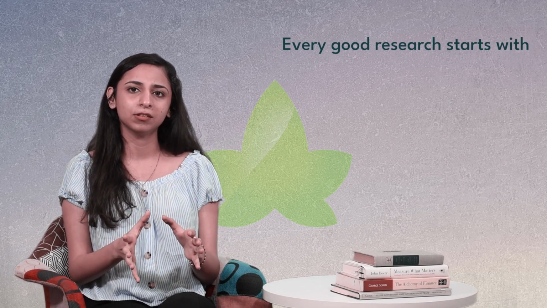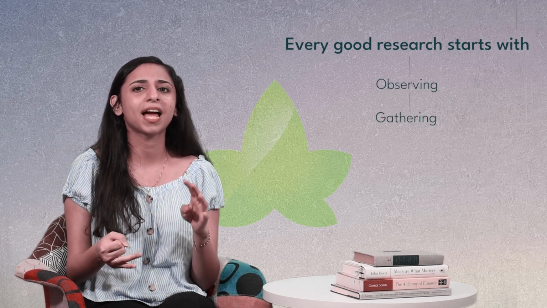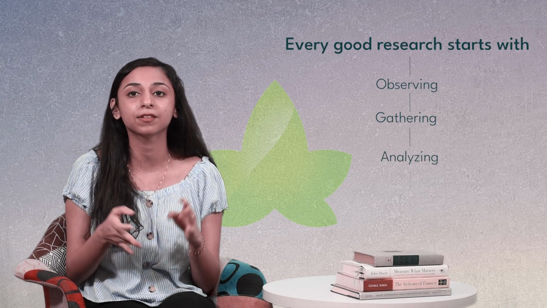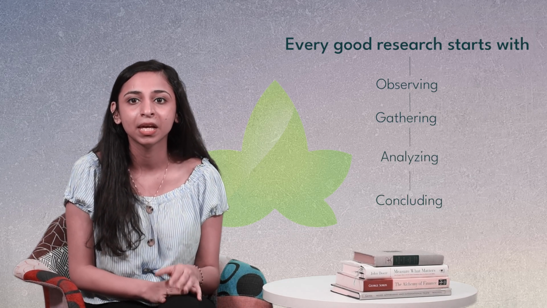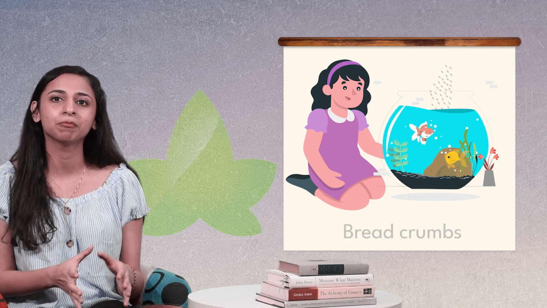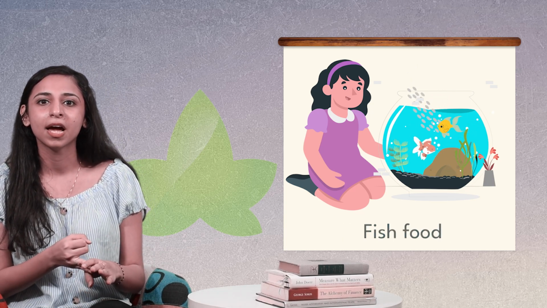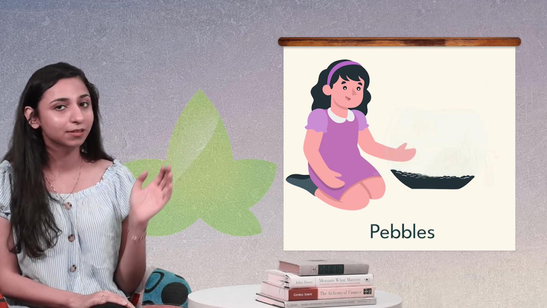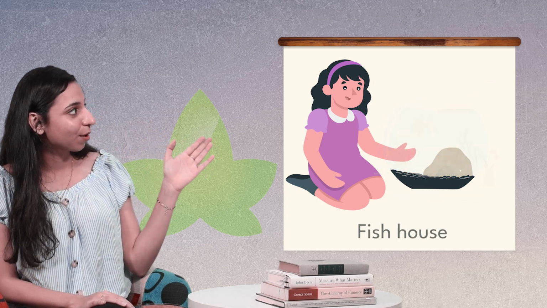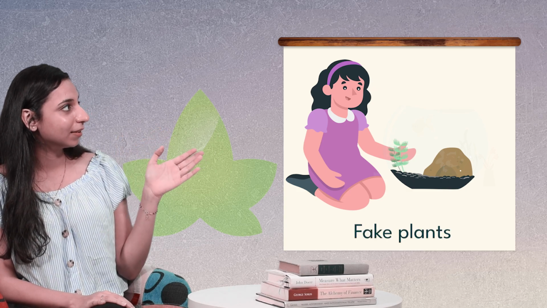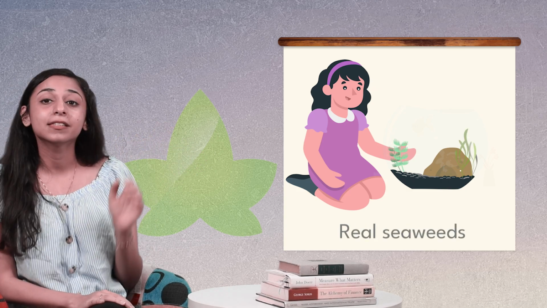So every good research starts with observation, gathering of data, analyzing data, and then finally drawing a conclusion out of it. Every day after school, Riya would come and play with the fishes in her aquarium. She would often end up feeding them with breadcrumbs, fish food, and also further observing their behavior. She also tries to identify other elements involved in the aquarium, for instance, pebbles, a fish house, fake plants, as well as real seaweeds.